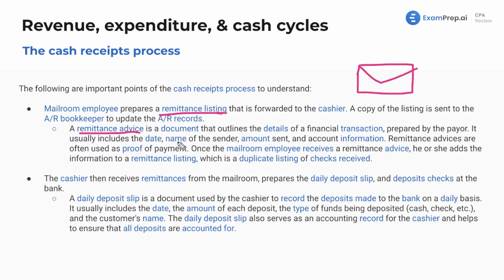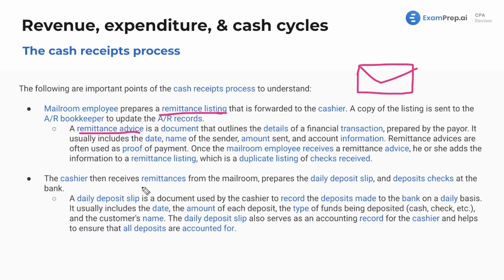Remittance advice is going to detail everything. We talked about remittance advice in the audit evidence lesson as well. These are often used as proof of payment. Once the mailroom employee receives a remittance advice, he or she is going to add the information to a remittance listing, as we mentioned, which is a duplicate listing of checks received. So you could also call this a listing of checks received, same sort of thing there.